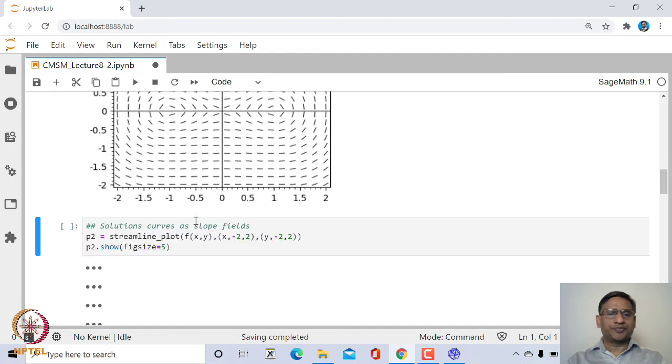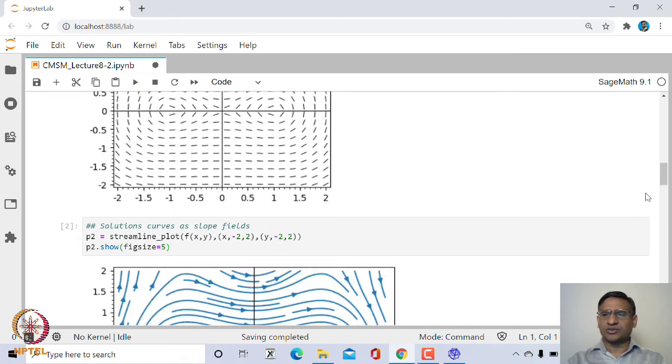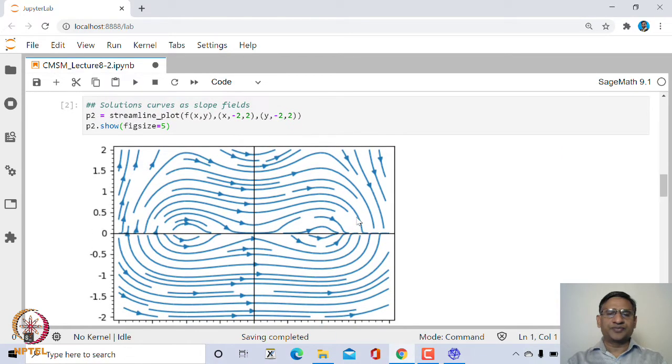You can also use streamline_plot. This will plot the curve, not just the tangent. So let us look at that. Again we are plotting with x values between minus 2 and 2 and y values also between minus 2 and 2. So this is the streamline plot. For example, let us say this point is 0 comma 1. So this is the curve passing through 0 comma 1. It will be a solution of this differential equation with initial value y(0) equal to 1. So this is how the solution curve will look. We also call this solution curve an integral curve.